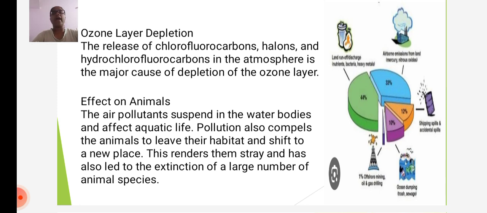The next is the effects on animals. The air pollutants suspend in the water bodies and affect aquatic life. Pollution also compels the animals to leave their habitat and shift to a new place. This makes them stray and also leads to the extinction of a large number of animal species.